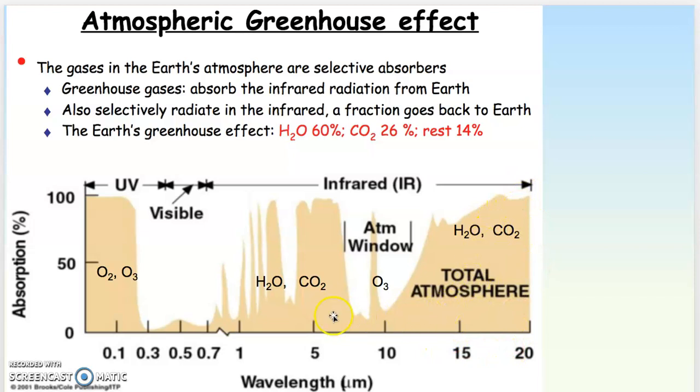So this is total atmospheric absorption. Here is the atmospheric window for visible light rays. Here is the atmospheric window for infrared Earth emissions. It acts as the vent to vent off the Earth's absorbed heat. So we have two atmospheric windows here.